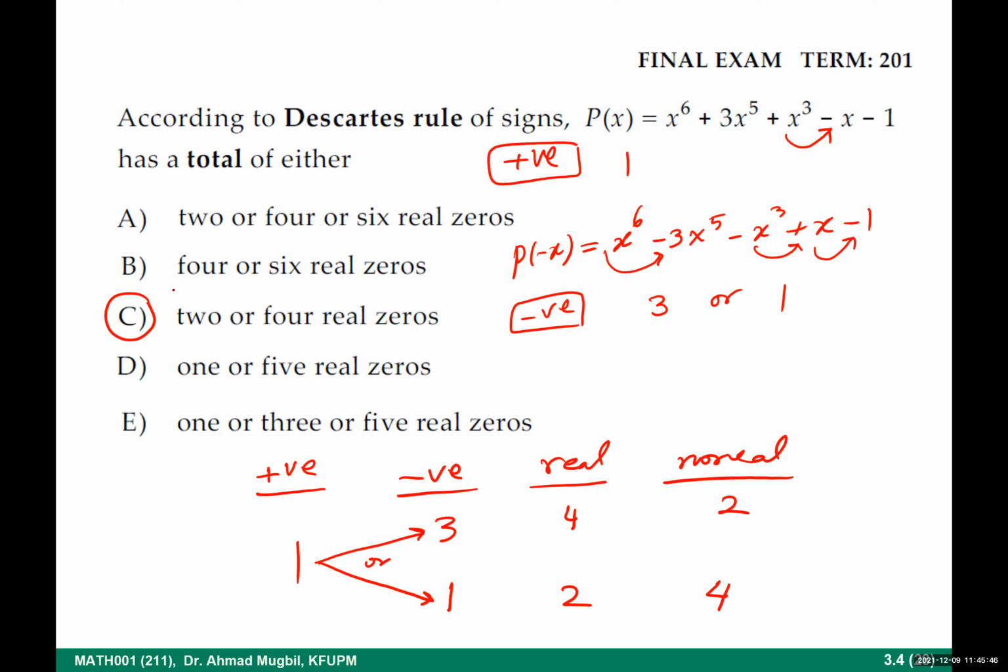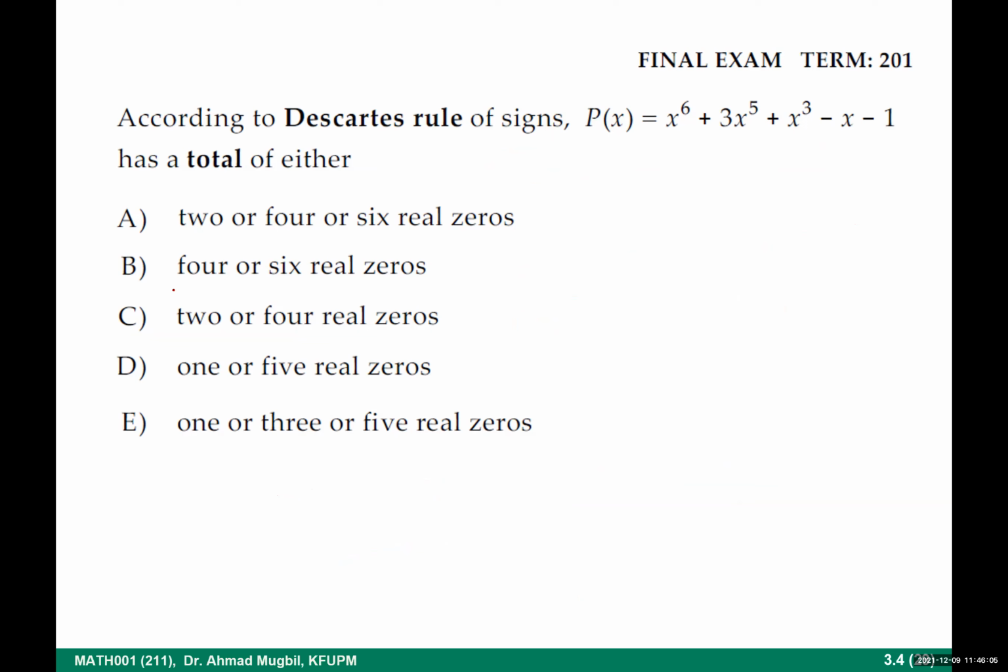Descartes' rule of signs is about the positive and the negative real zeros, of course. Again, I told you this when we studied complex numbers. The complex numbers are not ordered. You cannot compare between them. You cannot say that this is a positive complex number and this is negative. Positivity and negativity are a real property. They are for real numbers.